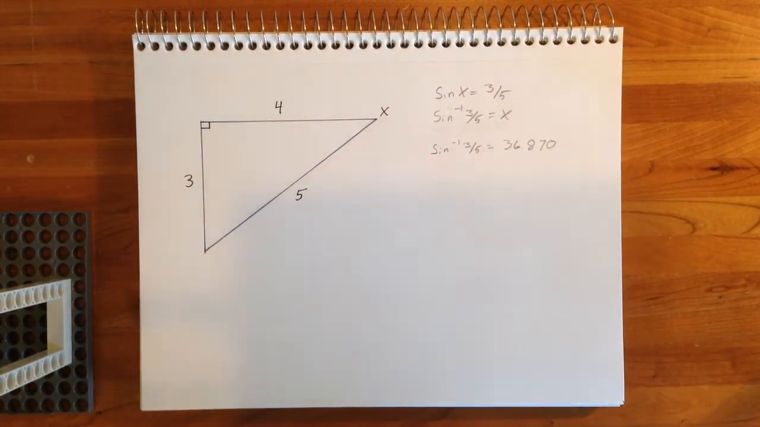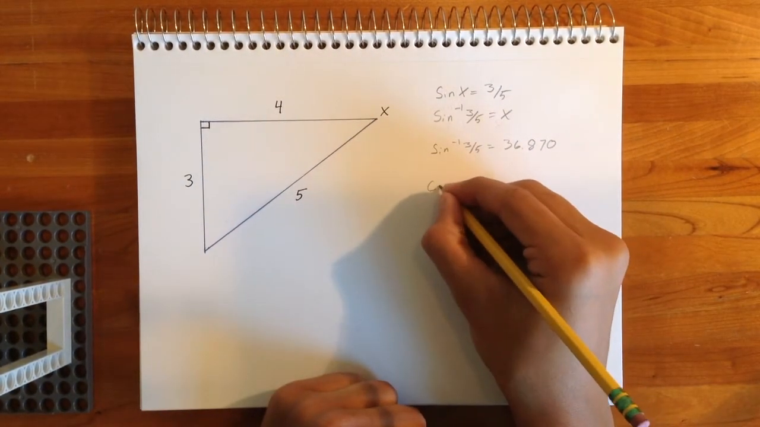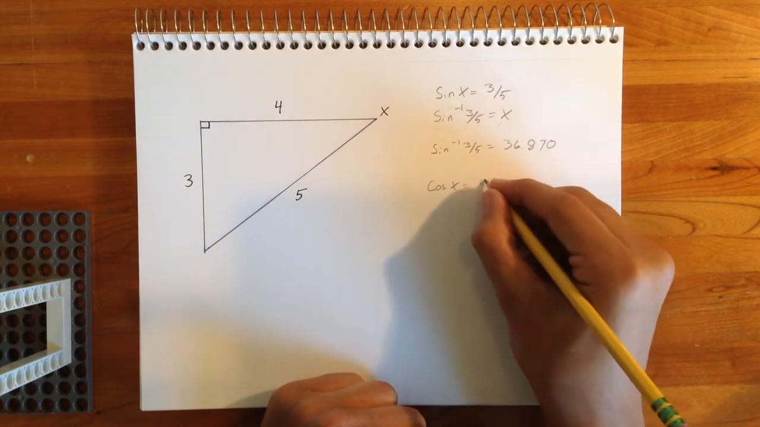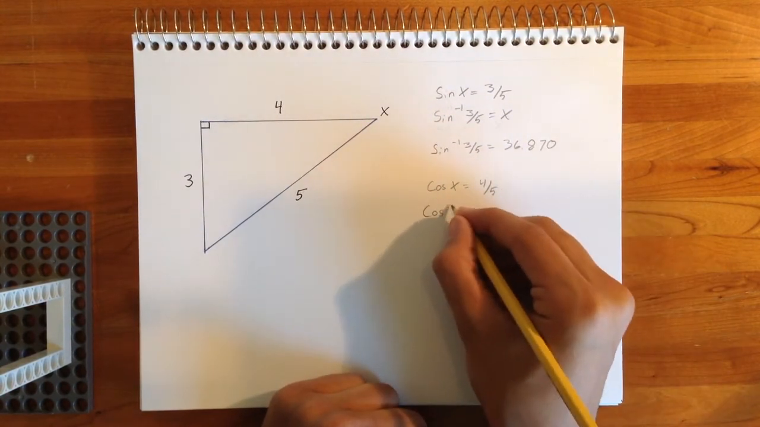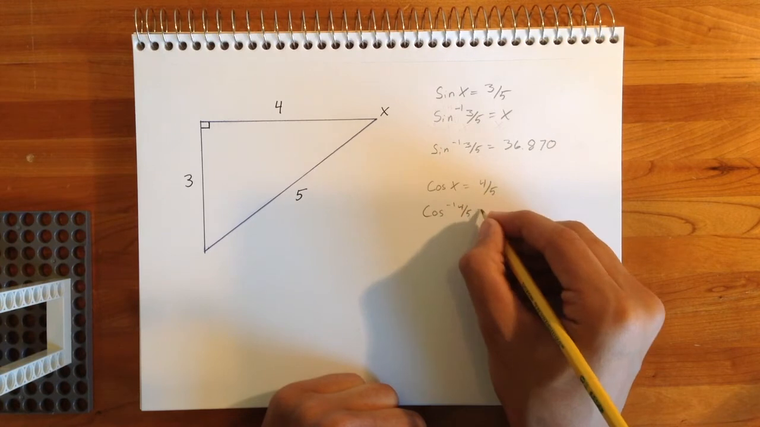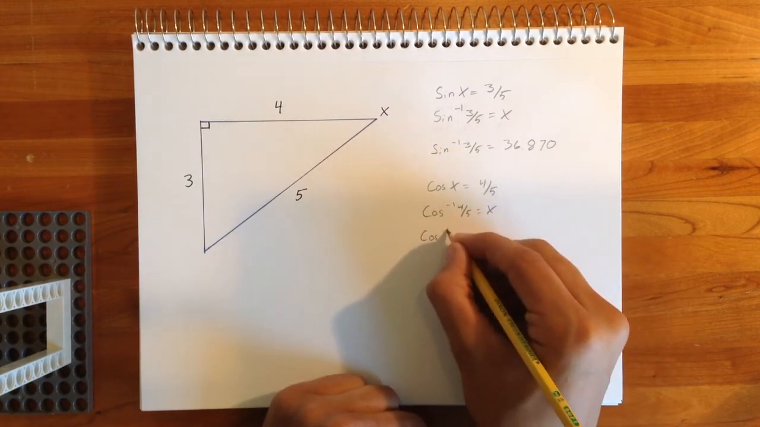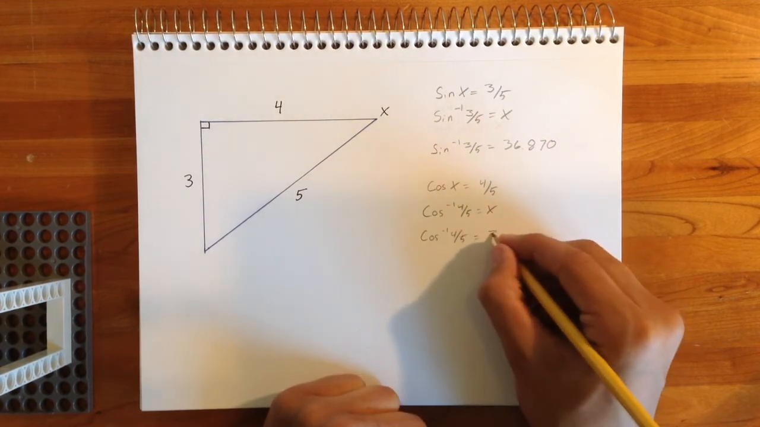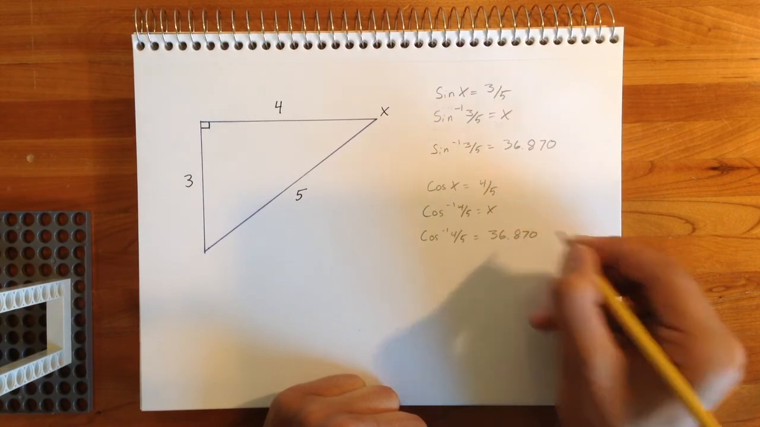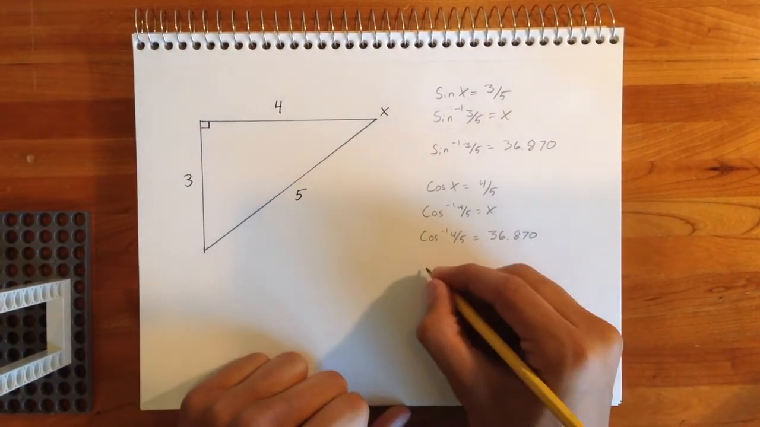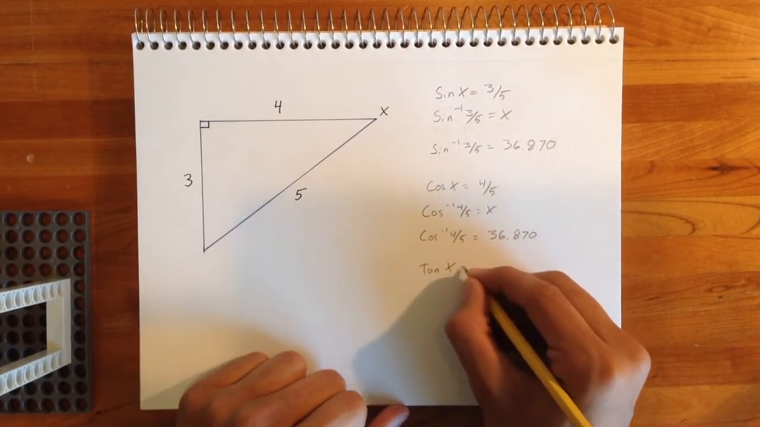Let's keep going just to make sure we can use all of our different functions. So let's now use cosine x. So the cosine of x is 4/5, because that is adjacent over hypotenuse, and we know that from that the arccosine of 4/5 is going to give us our angle measurement x. So if we do the same thing, plug that into our calculator, we're going to get the same answer because we're measuring the same angle.